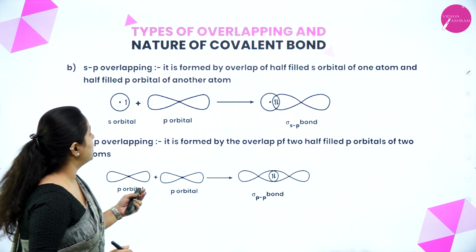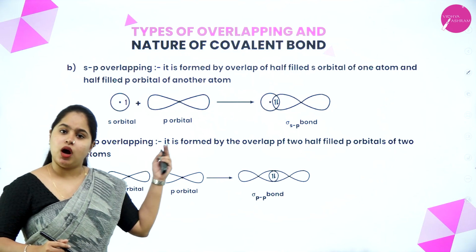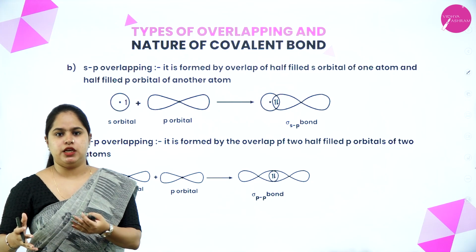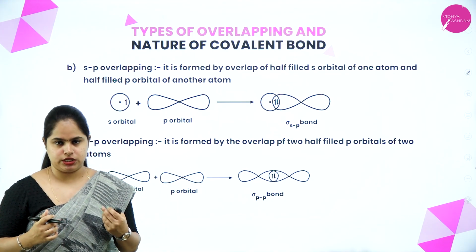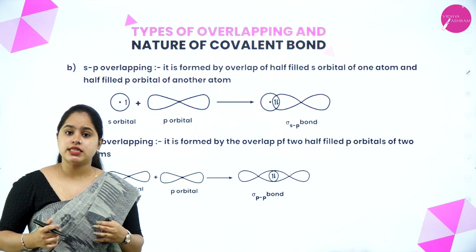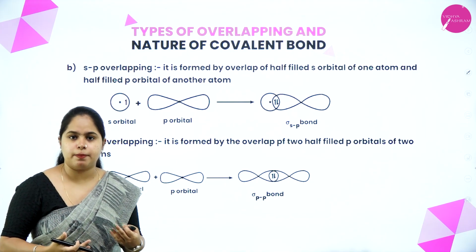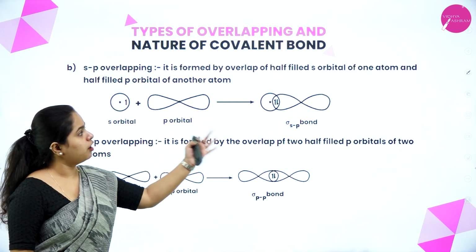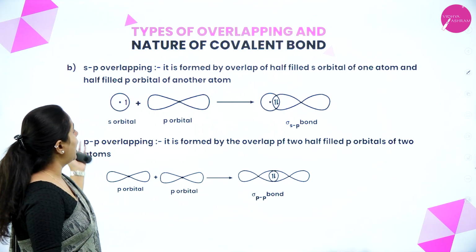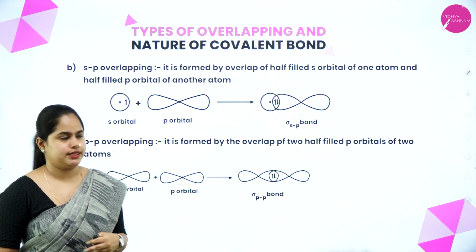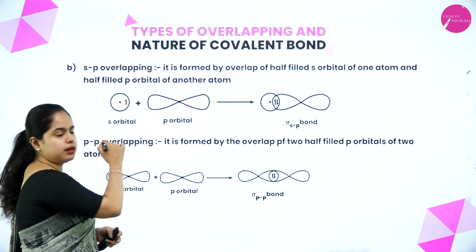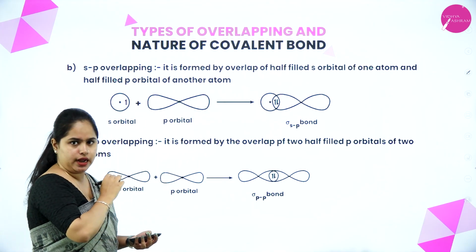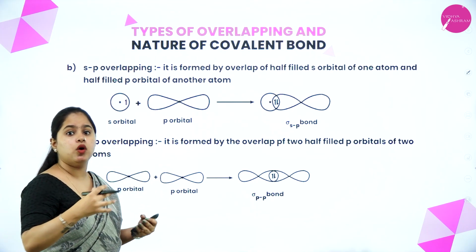Now, coming on to the next one, that is s-p overlapping. From the name itself, you can suggest an s orbital and a p orbital will be overlapping with each other, right? Even here, it is head-on overlapping. It is an example of a sigma bond, formed by the overlap of a half-filled s orbital of one atom and a half-filled p orbital of another atom. This is the s orbital and this is the p orbital. Along the internuclear axis, they are head-on overlapping.